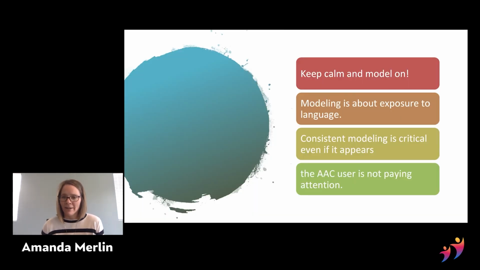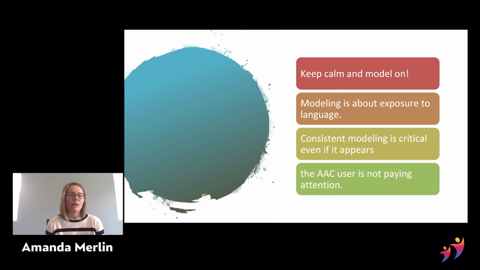So very, very important: stay calm, keep Common Model on. Modeling is all about exposure to language, as is access. This is second language immersion. You're immersing yourself, your entire family, in symbolic language.